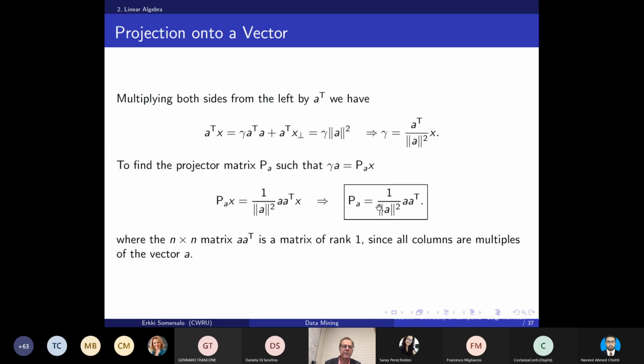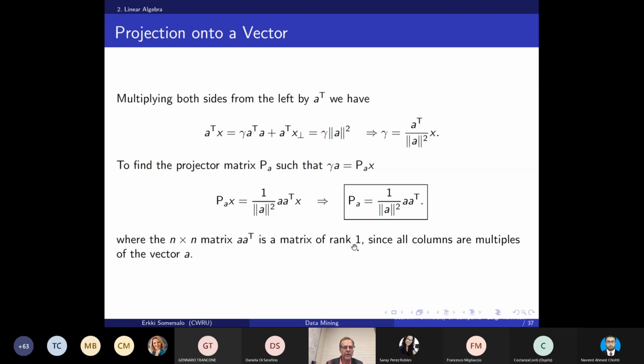And so let's think about what this matrix looks like. So there's 1 over the length of A squared. So that's a scalar. Now A is a column vector, and A transpose is a row vector. So we have a column vector times a row vector. So that's a matrix. It's an n by n matrix whose ijth component is ai aj. So this is not the inner product, this is the so-called outer product. And this matrix here is called rank 1 matrix. So the n by n matrix A A transpose is a matrix of rank 1.